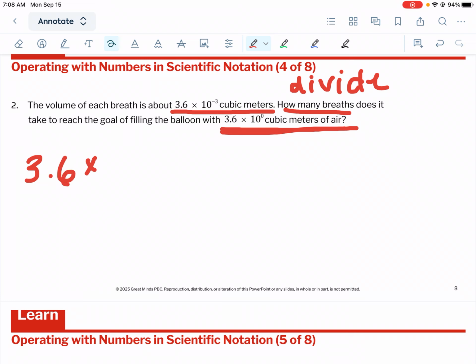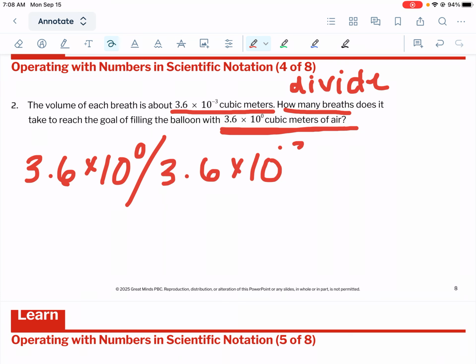And I'm going to keep it in scientific notation just because that's how we need to write our answer. Setting up division, equals. First, you're going to just divide your A values. By chance, they are proportional. 3.6 divided by 3.6 is 1. Any number divided by itself is 1. And then we're going to divide 10 to the 0 by 10 to the negative 3. If you can remember, we did this before a couple of lessons ago.